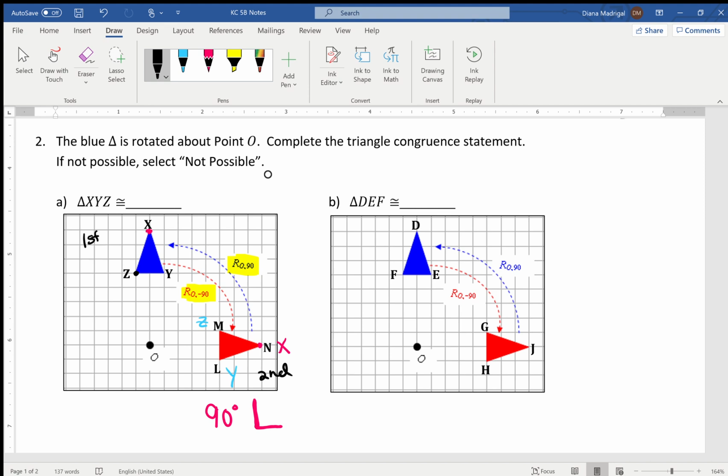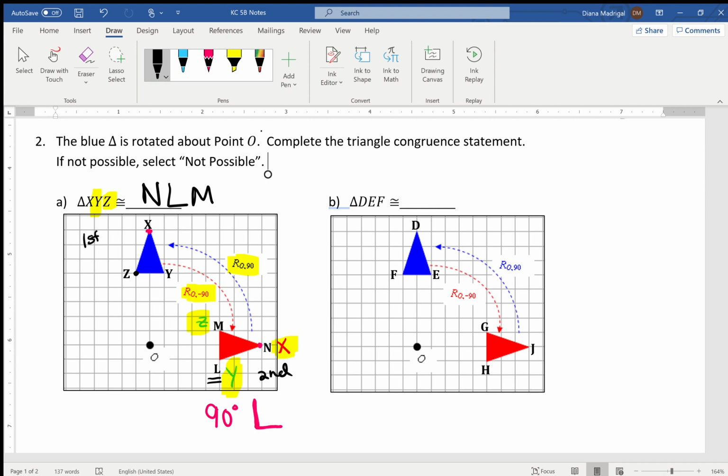All right, now that I have it labeled, let's see how they named it. They named it X, Y, Z. So they started with X. Where is X? X is right here, so that means that we're starting with N. N is the first one. And then they went to Y. Where's Y? Y is right here. That means that we're talking about L. So the next one is L. And then finally, they talk about Z. Z is right here, which is the letter M. So my final answer is going to be NLM. That's the new name for the second triangle, which is in this case the red one.